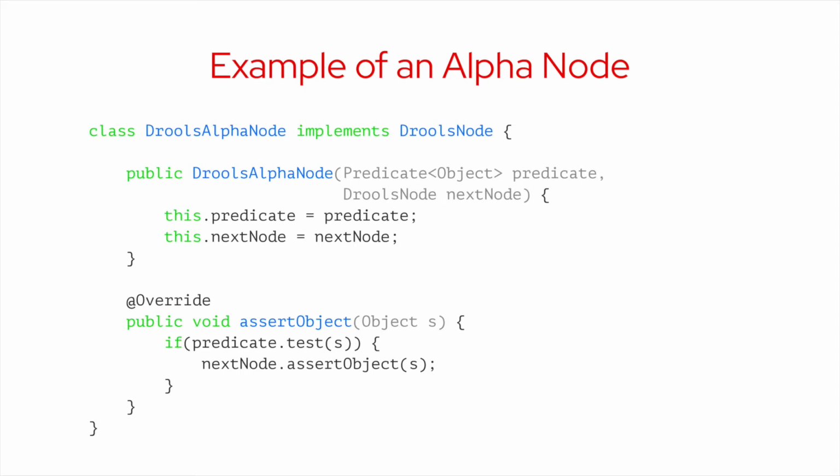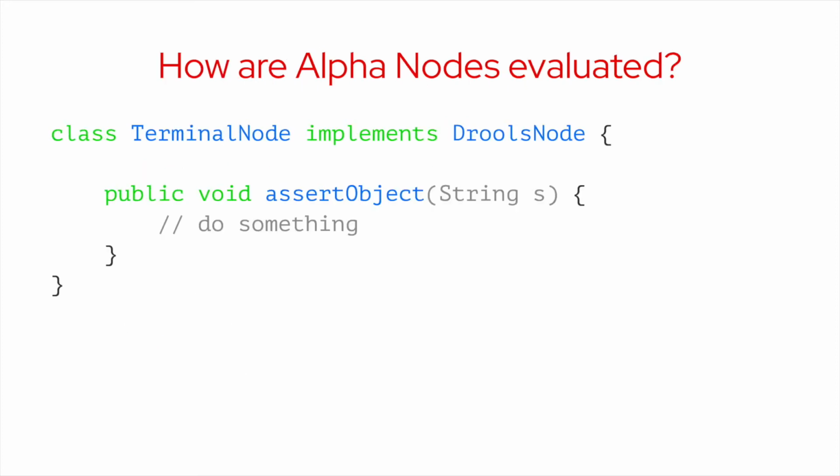In the assertObject method, we test our predicate against the input object. If the test succeeds, the method is propagated to the next node. After being evaluated in an object type node, the OTN will call assertObject on the first child, which will evaluate the constraint, in this case a simple Java predicate, to eventually propagate the assertion to the next node. When the last node is an alpha rule terminal node, the evaluation will end. Here's a stub implementation of a terminal node that doesn't do anything at all.